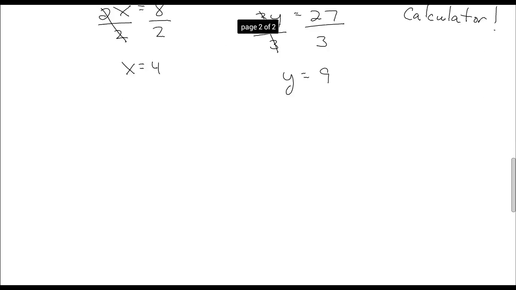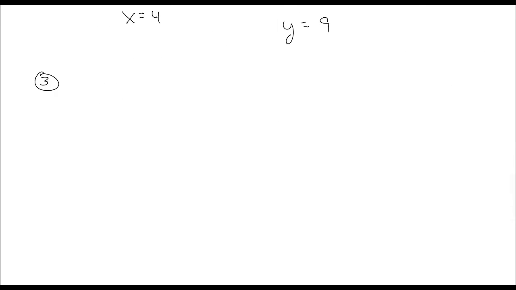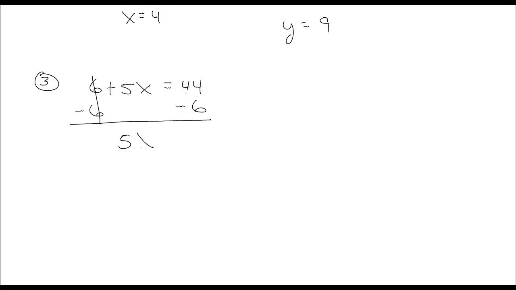Okay, number 3. Let's see, 6 plus 5x equals 44. So since I still want to get the x by itself, I'm going to subtract the 6 out of the way. So these go away, so 5x will be equal to 38. Divide both sides by 5. x equals 38 over 5. Which, I want you to use short division because we've done this. 5 goes into 38 7 times with a remainder of 3. So 3 over what you were dividing by.